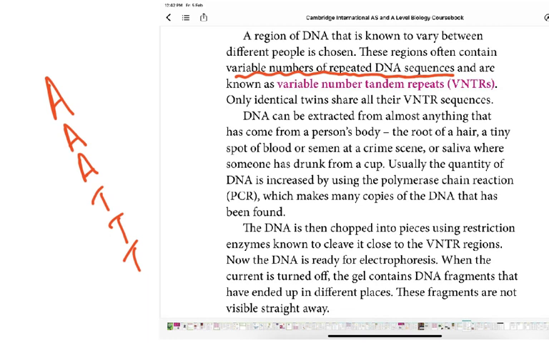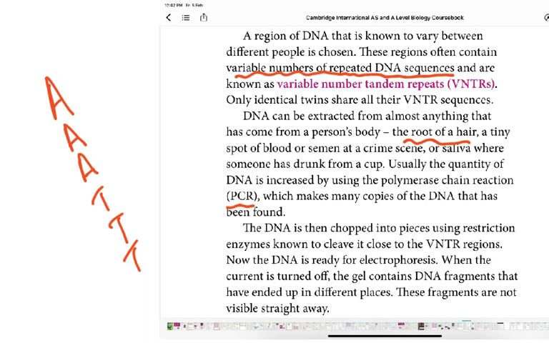So DNA can be extracted from almost anything that has come from a person's body: the root of a hair, the hair follicle, a tiny spot of blood or semen at a crime scene, or saliva where someone has drunk from a cup. Usually the quantity of DNA is increased by PCR, the polymerase chain reaction, which makes many copies of the DNA. Then the DNA is chopped into pieces using restriction enzymes known to cleave it close to the VNTR regions. Now the DNA is ready for electrophoresis.